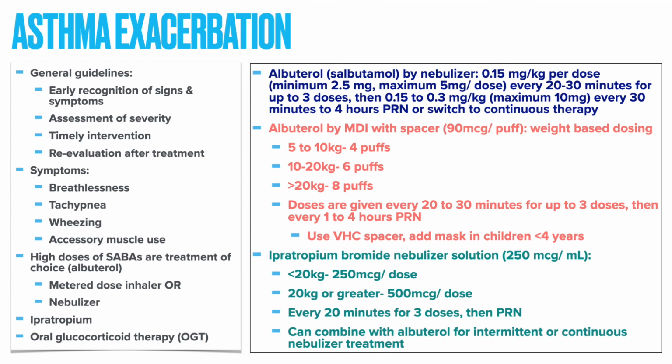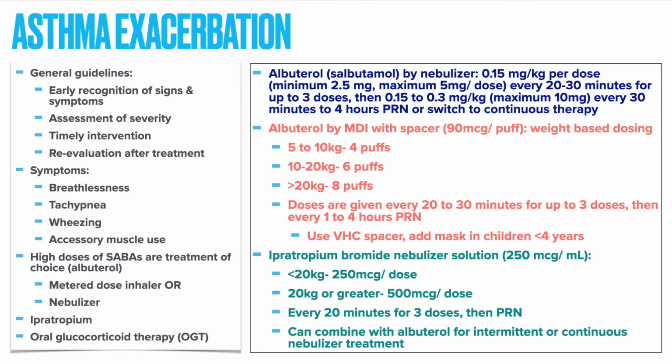Ipratropium can be used in addition to SABAs for a moderate to severe asthma exacerbation, and I also included the dosages there for you as well. For patients with mild asthma symptoms, oral glucocorticoid therapy is only indicated if the patient does not have symptom improvement after the first 2 doses of SABA therapy. However, if the patient is experiencing moderate to severe asthma symptoms, then that oral glucocorticoid therapy should be administered shortly after the initiation of the albuterol.